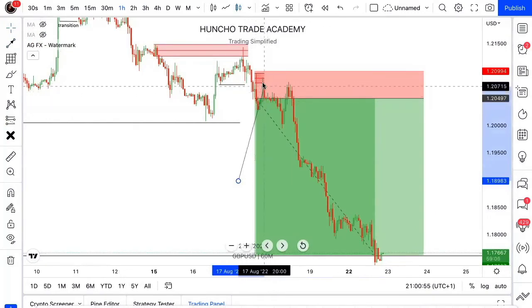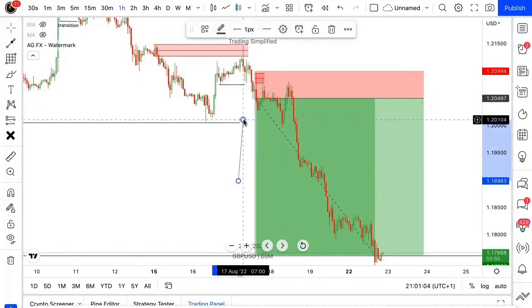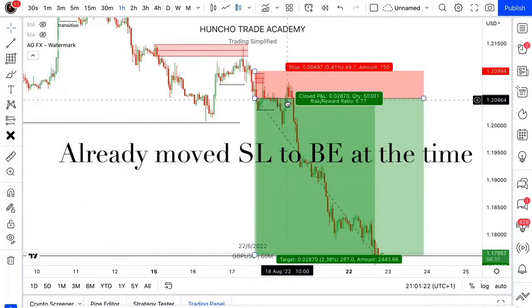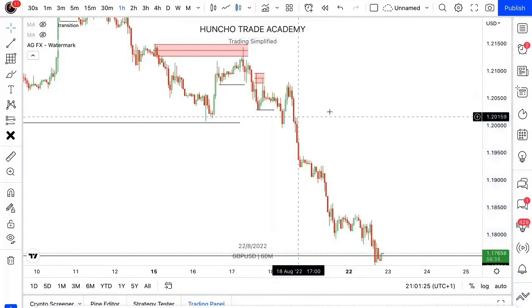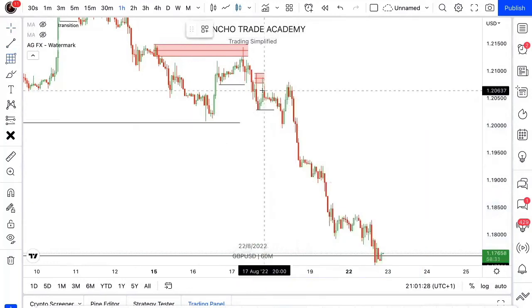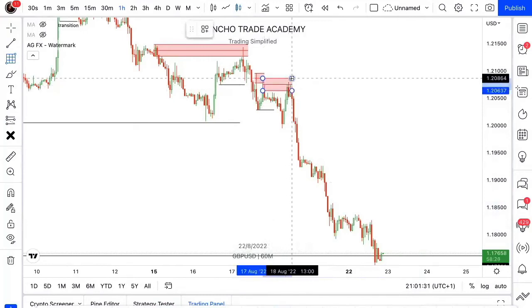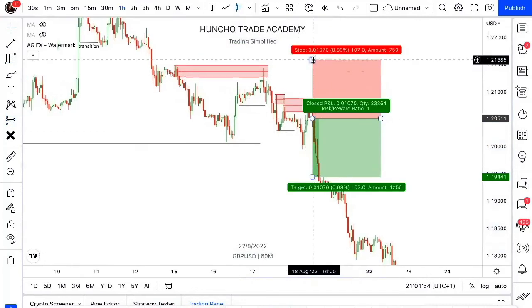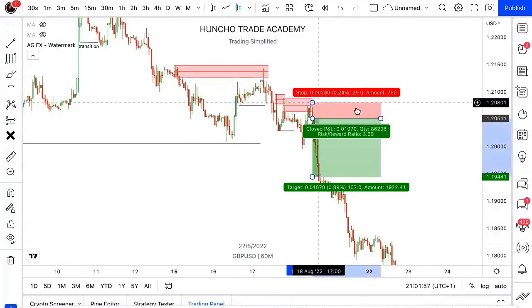After reacting from this other block, we had a break of structure. So my bias was still valid, right? After we had a break of structure and price already took me out at break even, I entered off this other block here. So I identified this order block. Then I used the lower time frame confirmation entry, which I'm not going to talk about in this video because that's premium. I only teach my students. So I entered the trade with the lower time frame confirmation.